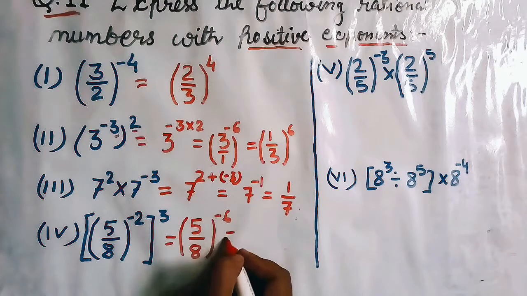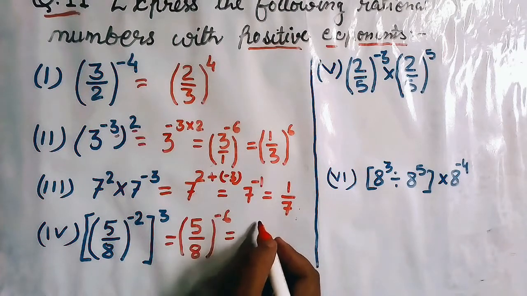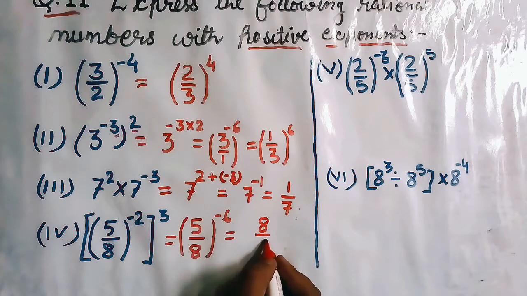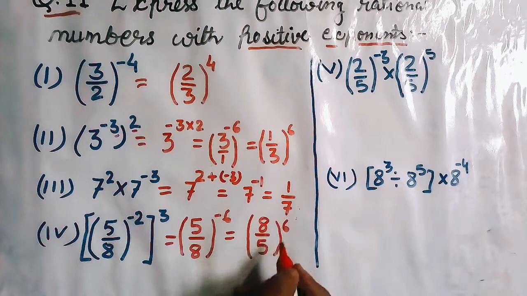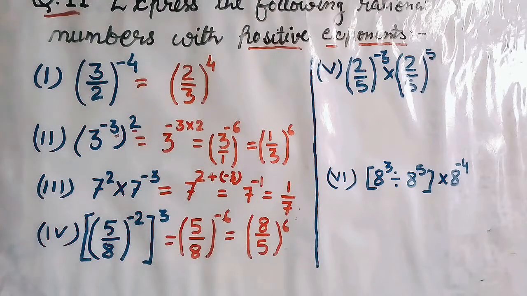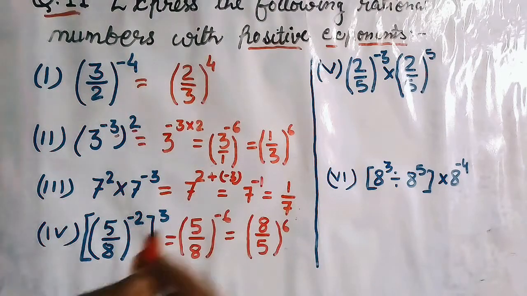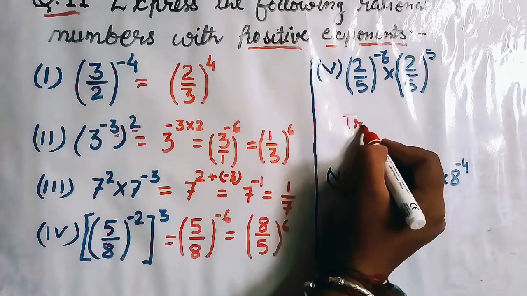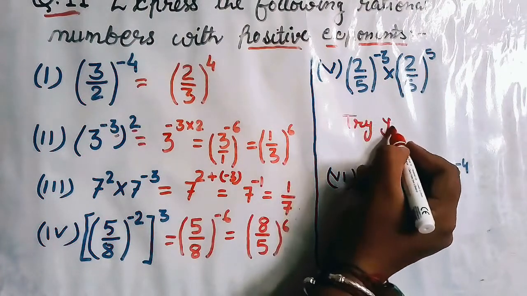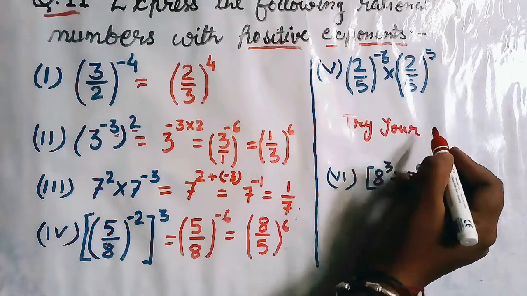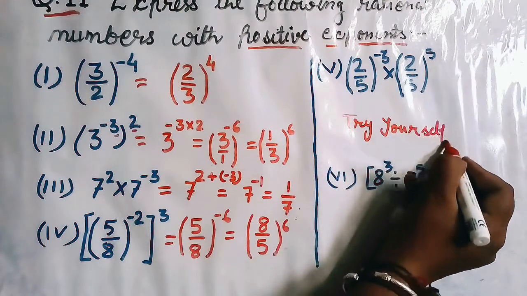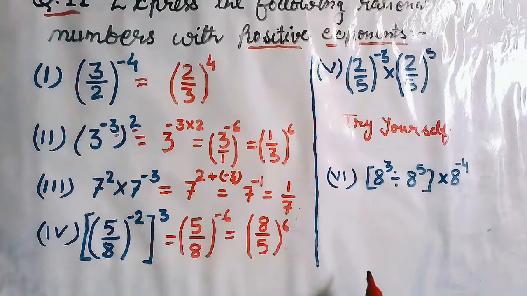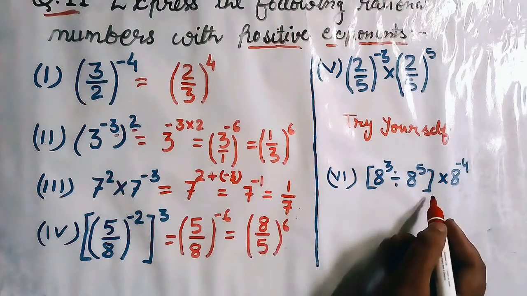Now convert it into positive exponent. Take the reciprocal of the base, it will be (8 upon 5) whole raised to power 6 now. So which is your required answer. The next part you have to try yourself. Use formulas of exponents and first of all simplify it, then write as positive exponent.